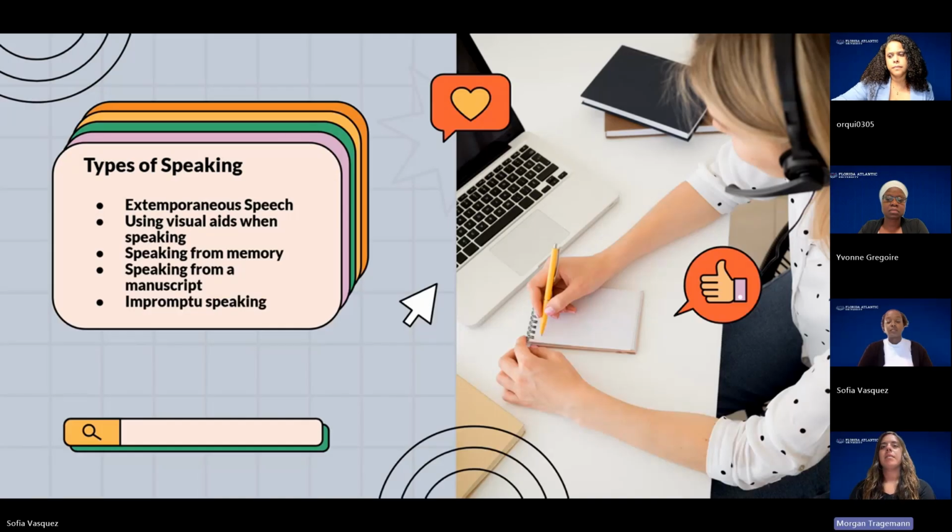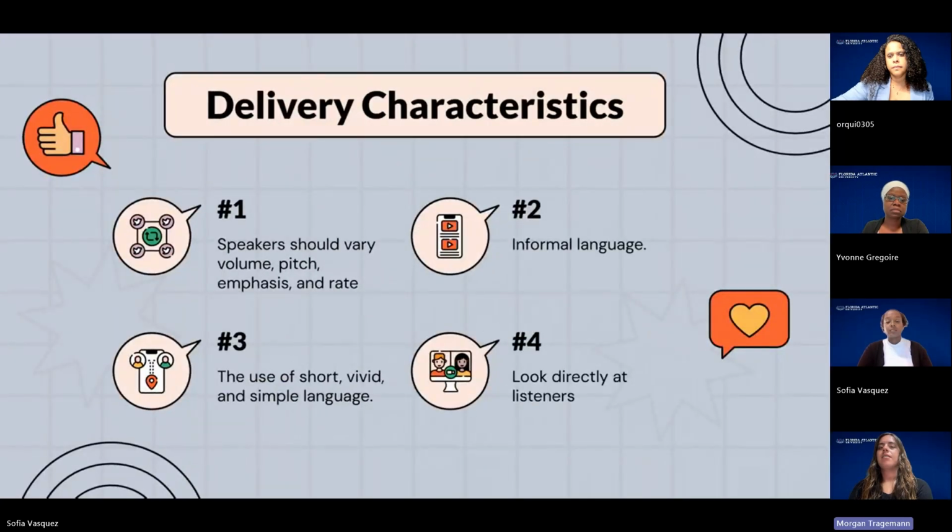Along with delivery methods, delivery characteristics also play a role in determining the effectiveness of a presentation. Here are some delivery characteristics. Speakers should vary volume, pitch, emphasis, and rate. It is important for a presenter to talk loud, but yet still keep their voice soft. Speakers should also vary their pitch so that they can add interest and enthusiasm. If a speaker speaks in monotone, it might make the audience bored.